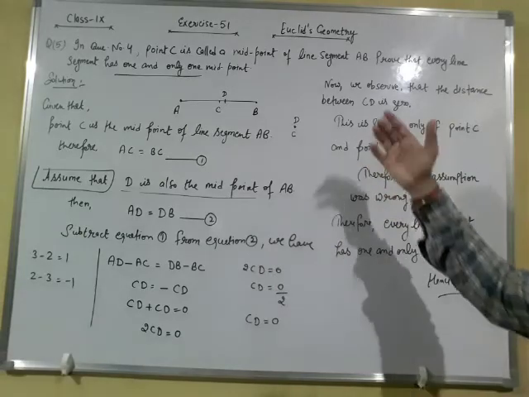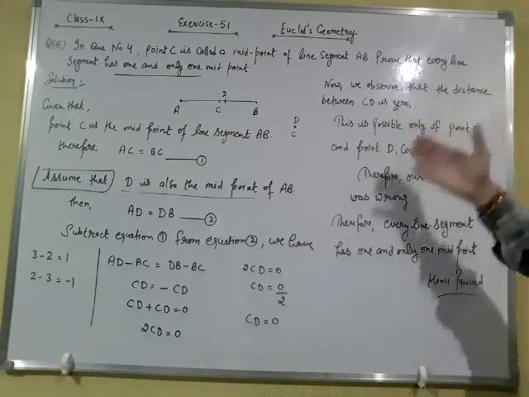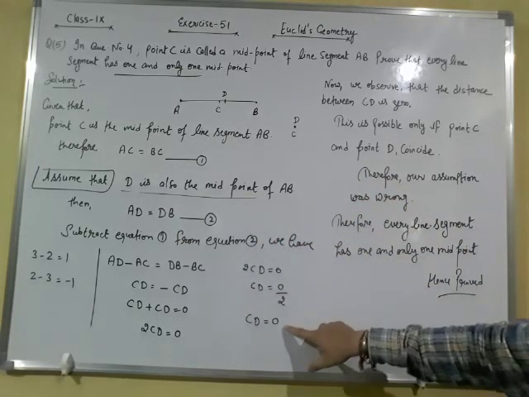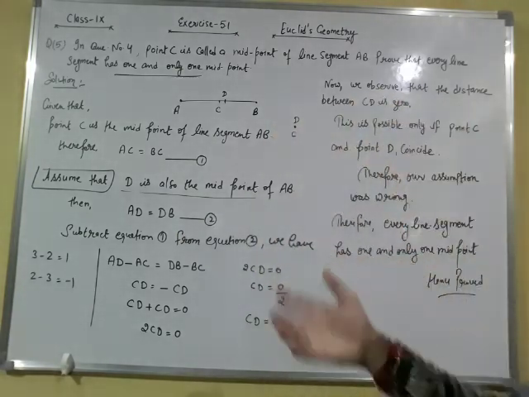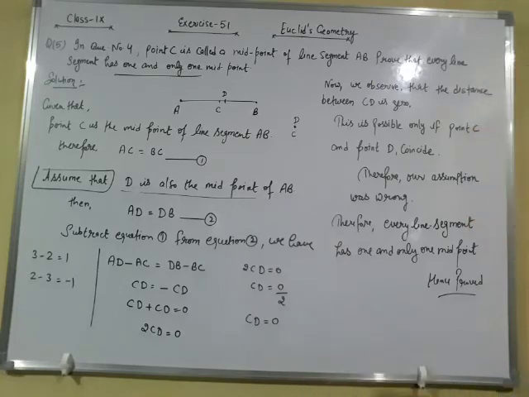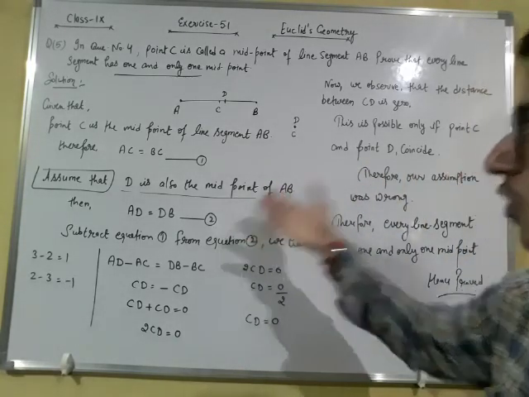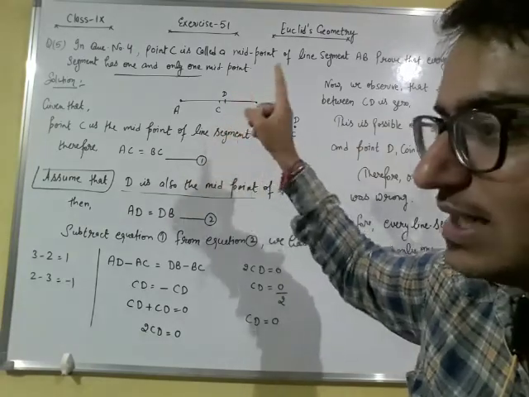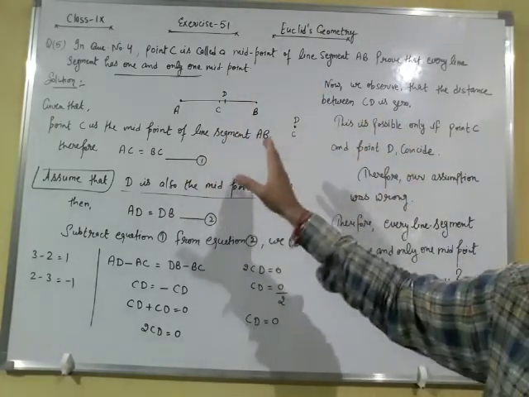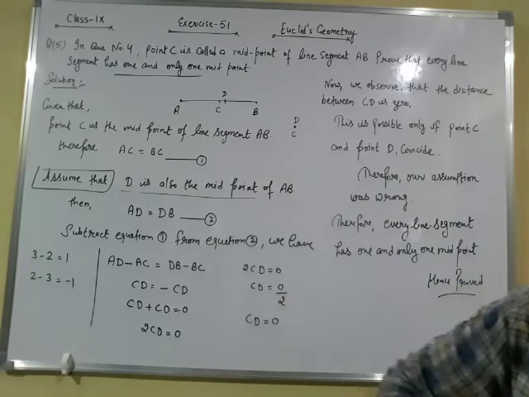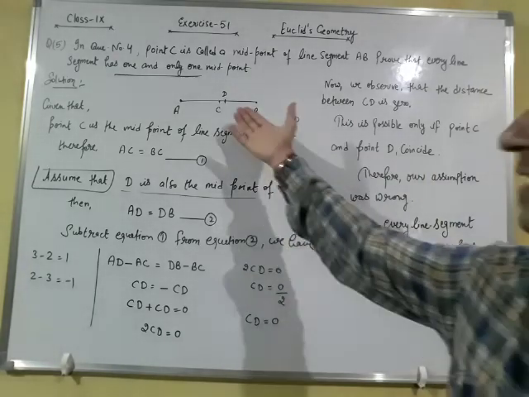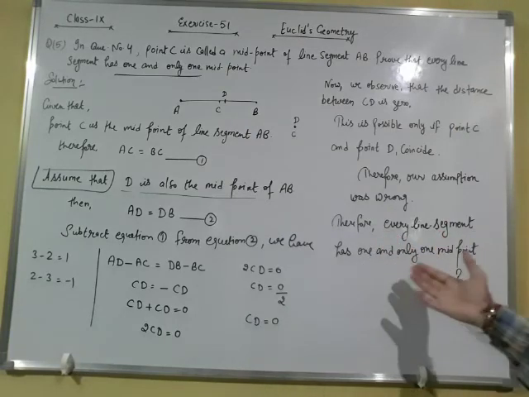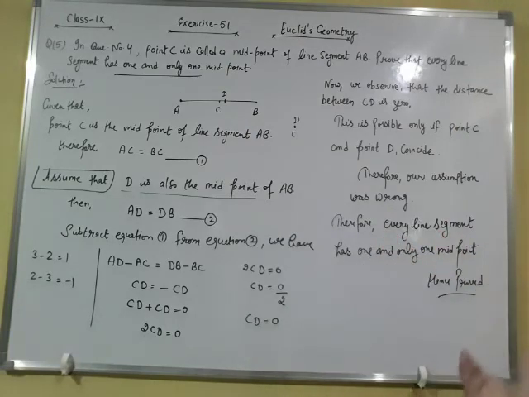But we had assumed that there is one more point D, and now we are proving that the distance between C and D is 0. It means they coincide, and hence our assumption was wrong, and therefore there is no significance of point D. If D cannot be there, then we can say that there is one and only one midpoint, that is C. Therefore every line segment has one and only one midpoint, hence proved.